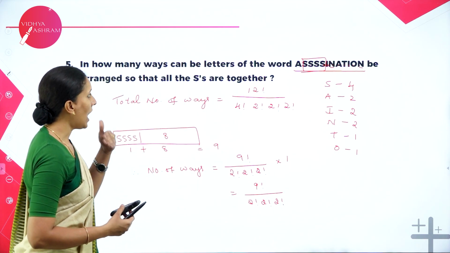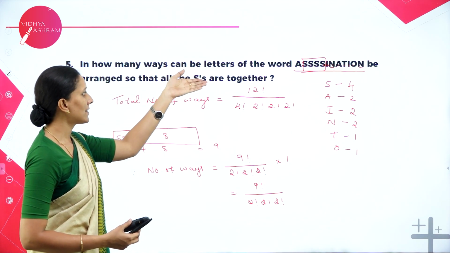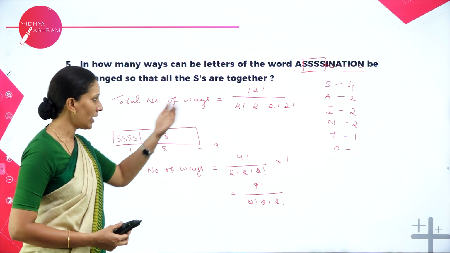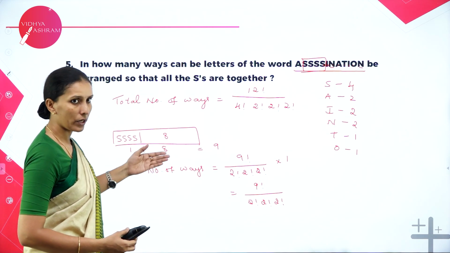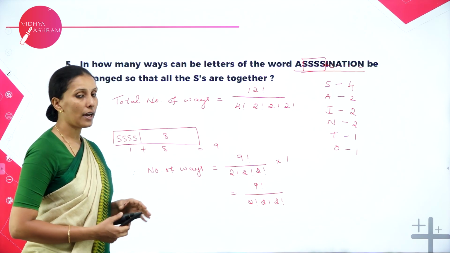Now suppose they ask us to find the number of arrangements where the S are not together. So that means we need to subtract these two: total number of ways minus number of ways where S are together.